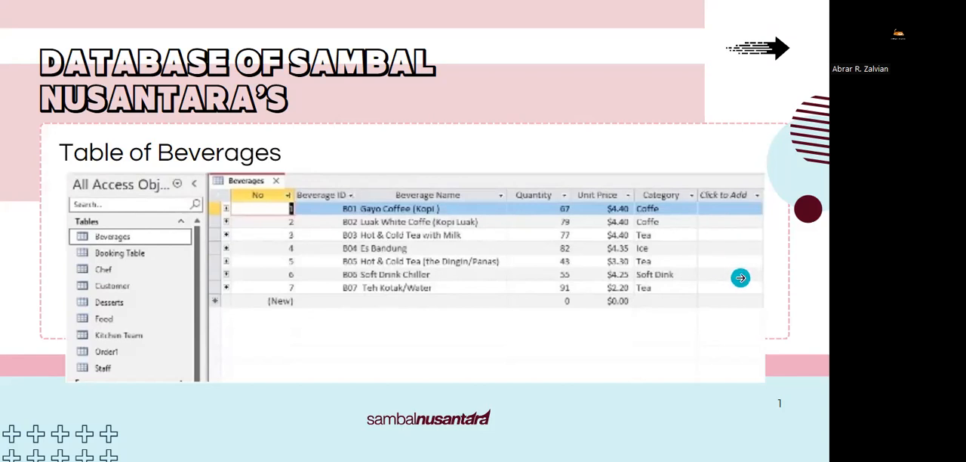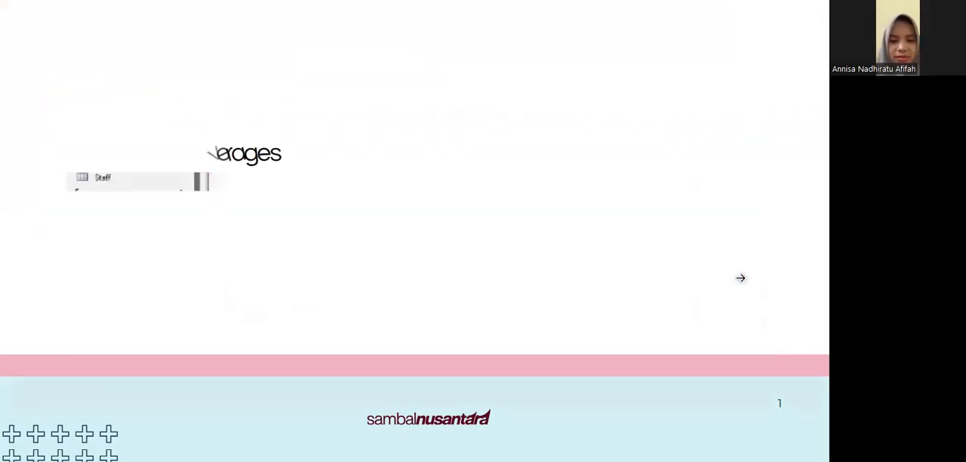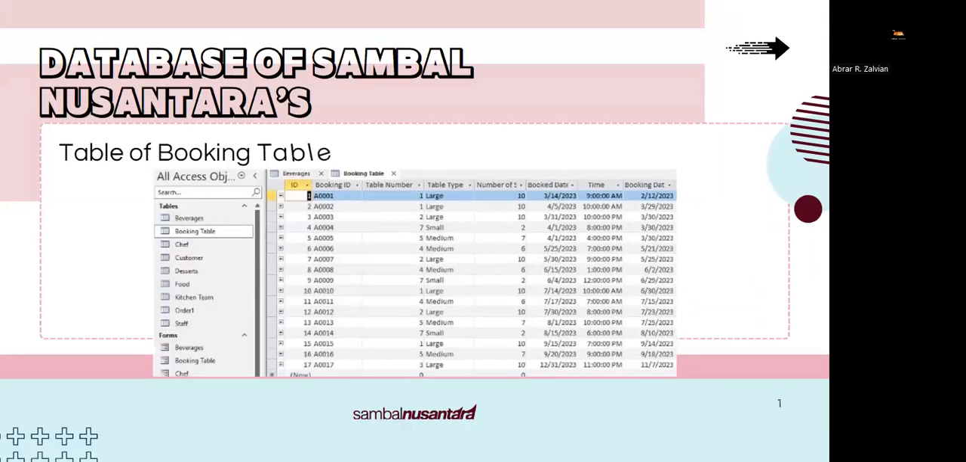The second is table of booking table. In booking tables, we provide a table number that we'll use on booking day, types of table, book date, and booking date. The function of table reservation in this database is to record information related to table reservation by customer.